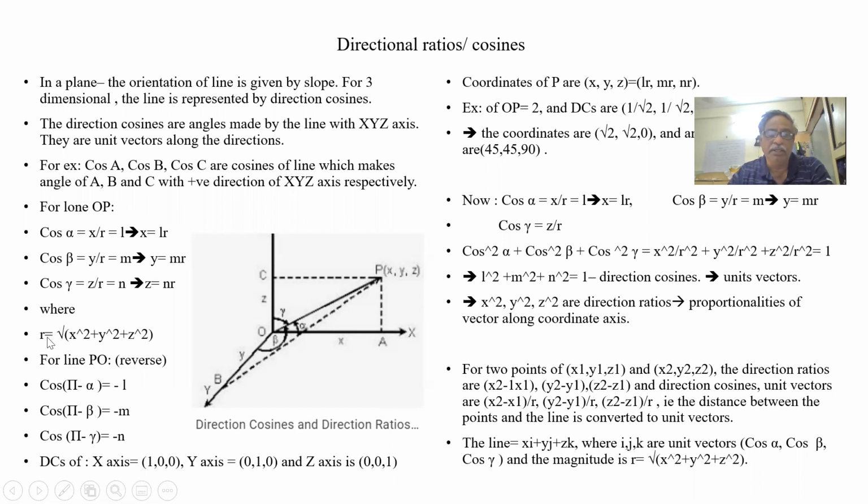Earlier we have seen r is equal to the square root of x square plus y square plus z square. So cos alpha is x by the square root of x square plus y square plus z square, and similarly cos beta and cos gamma. These are the direction cosines which define the vector of line OP. What is the scalar of OP? It is r, the distance between 0 and xyz, root of x square plus y square plus z square. But the vector of OP is given by cos alpha, cos beta, cos gamma, i, j, k, that is L, M, N.